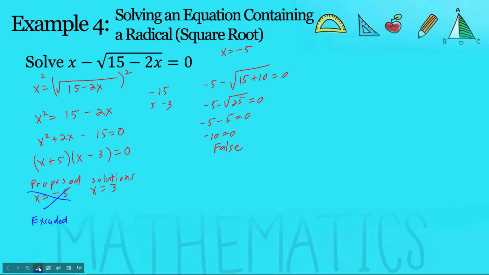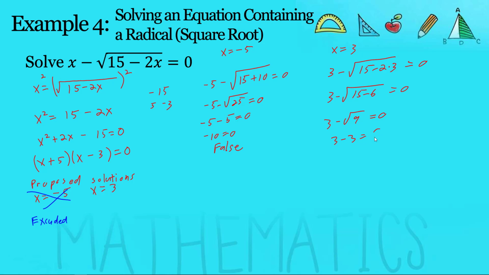Okay, what about x equals 3? Well, for x equals 3, we will have 3 minus the square root of 15 minus 2 times 3. That is equal to 0. That is 3 minus the square root of 15 minus 6 equal to 0. 3 minus the square root of 9 is equal to 0. 3 minus 3 is equal to 0. And this works out. So this is the only solution that works in the original equation, and our solution set would be 3. So remember, you always need to go back and check.